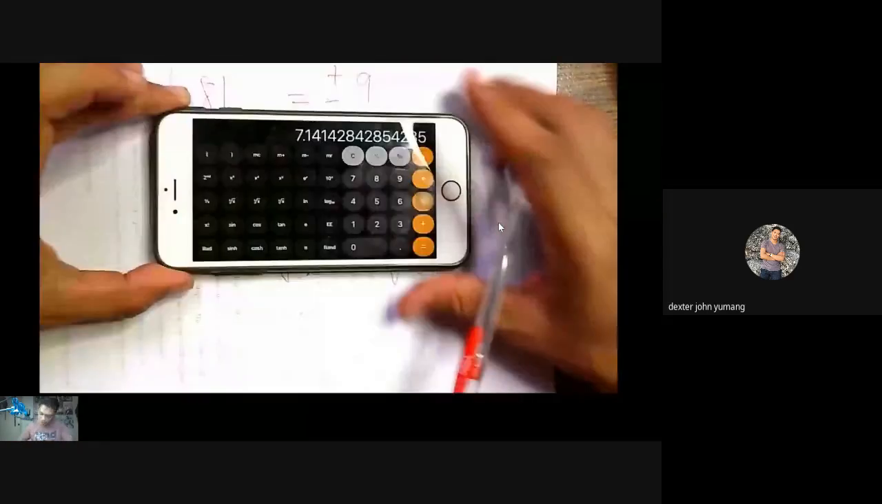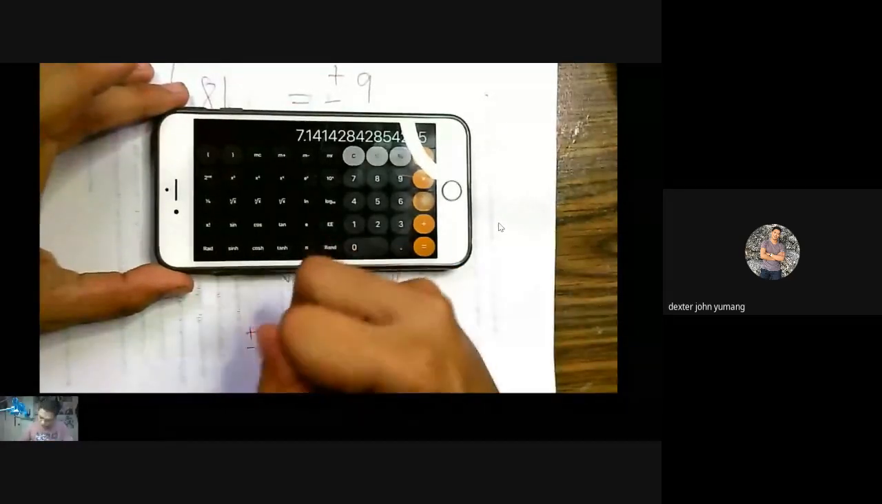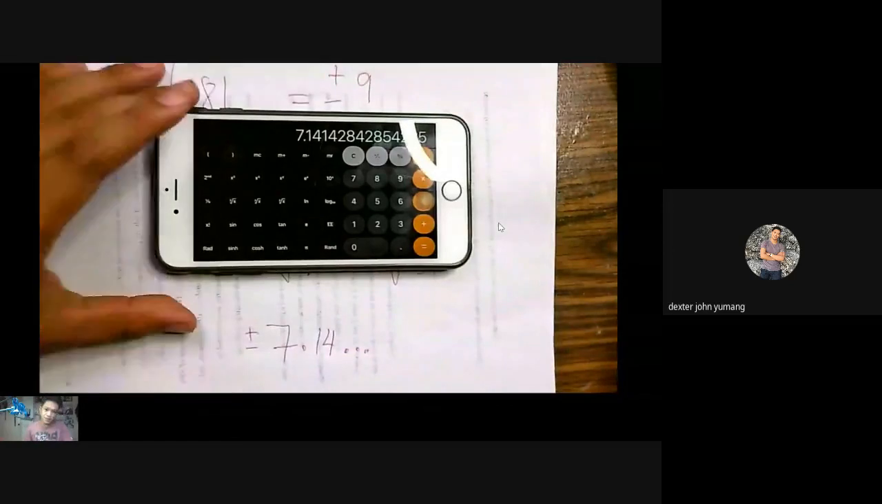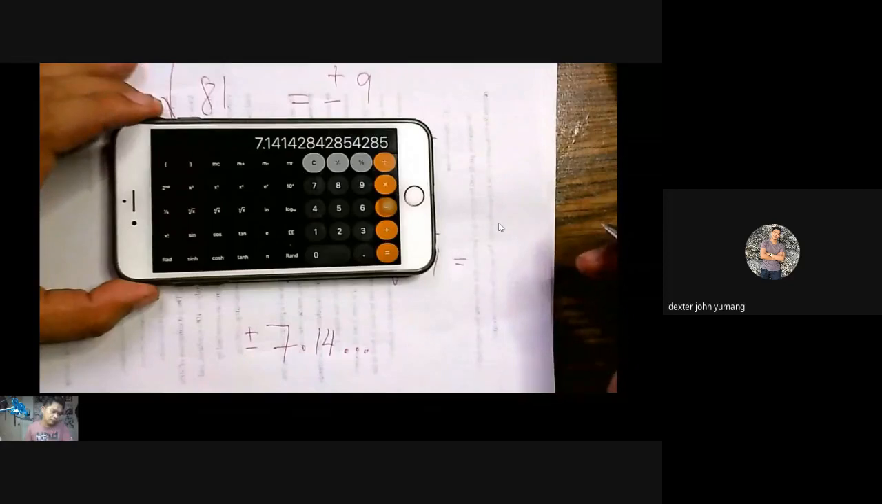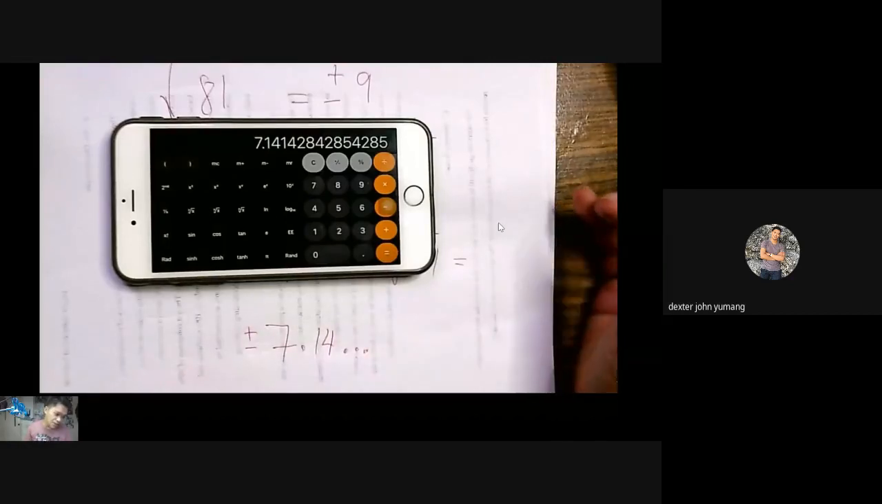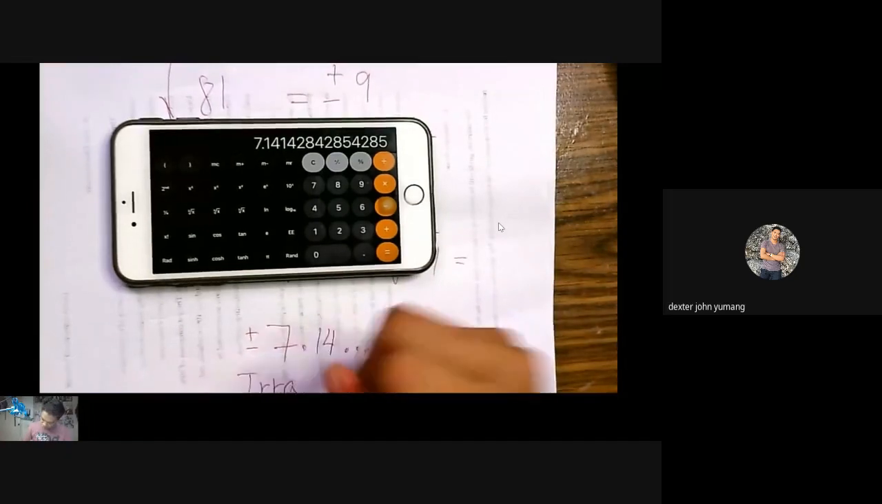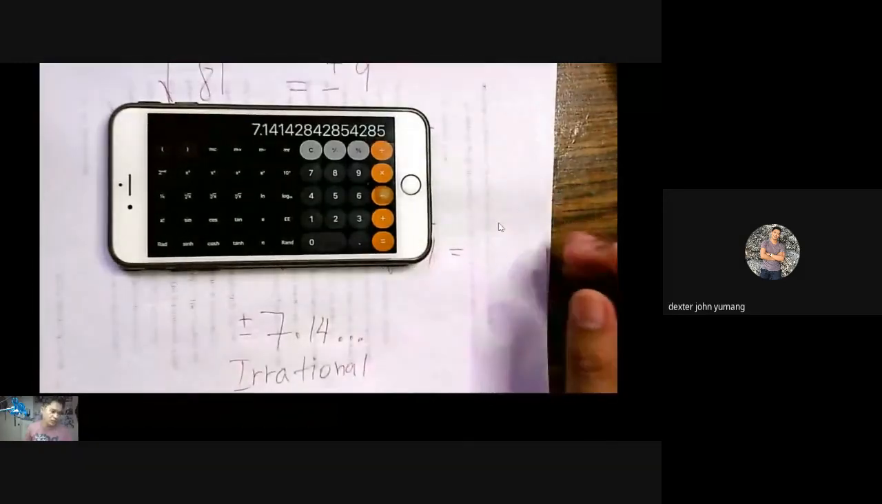Charis got 7.14. But take note, add the plus minus, then the three dots. So, that is it. Nico also got it, but it is not 14. So, in this case, when there is a decimal like that, is it rational or irrational? Of course, pretty obviously, that is irrational. Irrational has a double R.